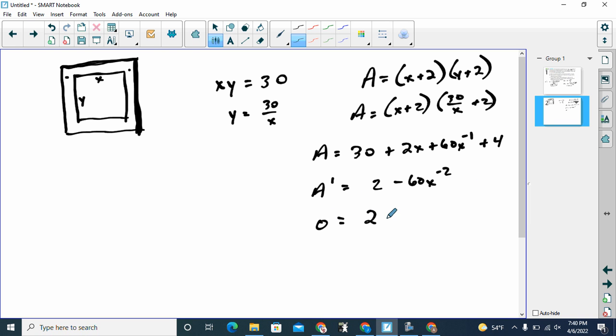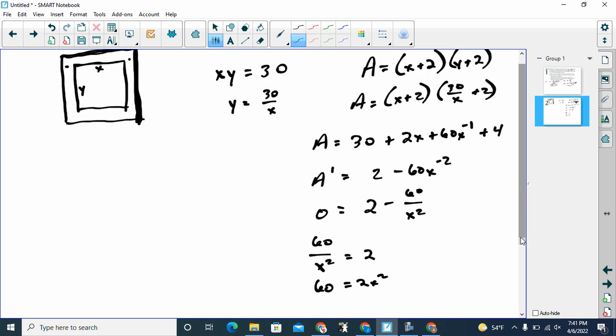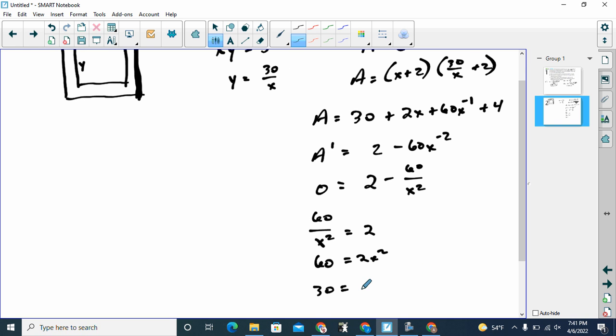We are setting our derivative equal to 0 and solving. So I'm going to add this over, multiply both sides by x squared, divide by 2, and square root. We don't need a plus or minus because the length of the paper here can't be negative. So x is root 30.